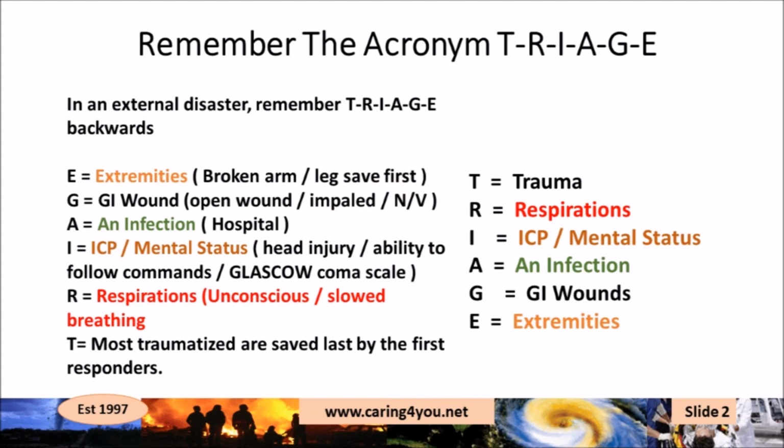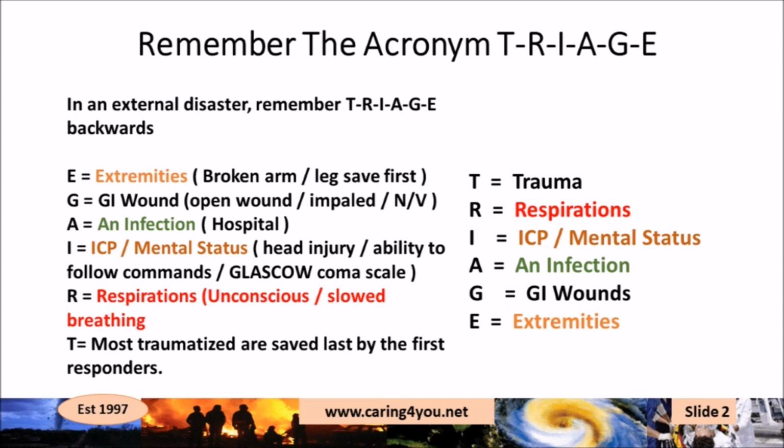In an external disaster, remember the word triage backwards. So what is triage backwards? Triage backwards is EGART. So, in an external disaster or at the scene of a multi-vehicle accident, remember that E stands for extremities. Examples of extremities could be a broken arm, a leg, all right? A broken leg, a broken arm, whatever the case may be. We want to save these individuals first, all right?